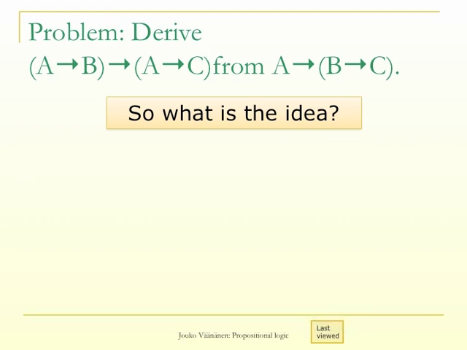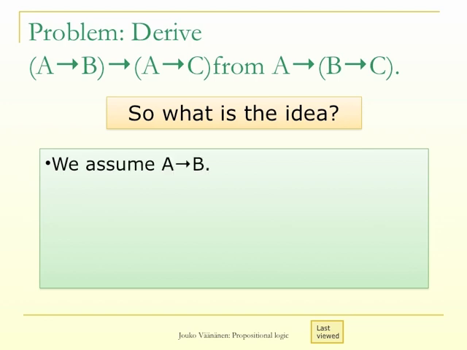Derive (A implies B) implies (A implies C) from the assumption A implies (B implies C). So what is the idea? We assume A implies B in order to use the implication introduction rule. To derive A implies C, we next assume A and try to derive C.